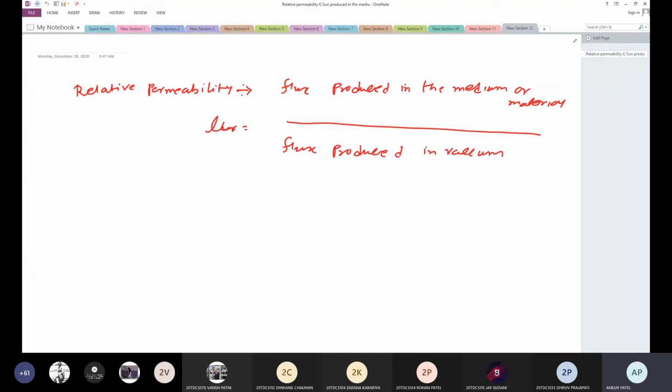So mu r is equal to 1 for air or non-magnetic material. So this is your relative permeability. Now the next term is reluctance.